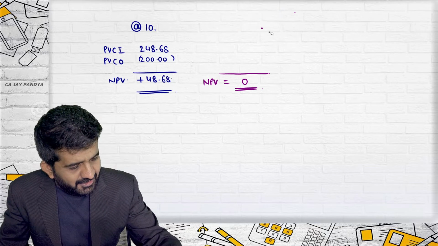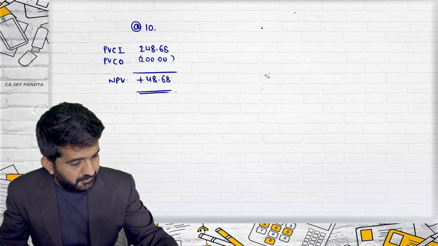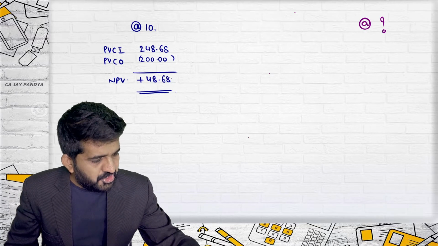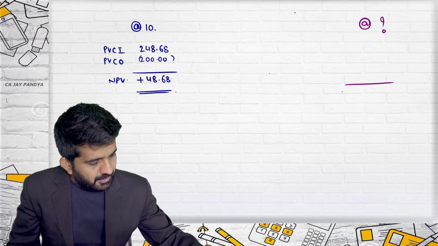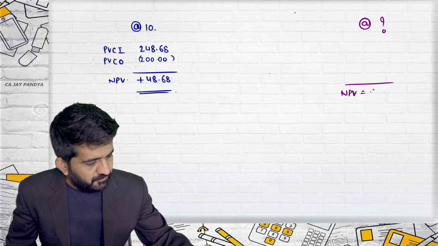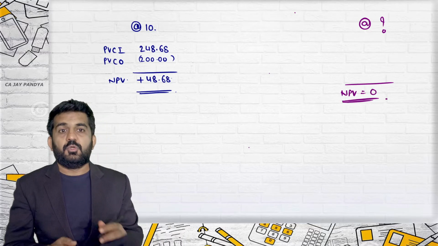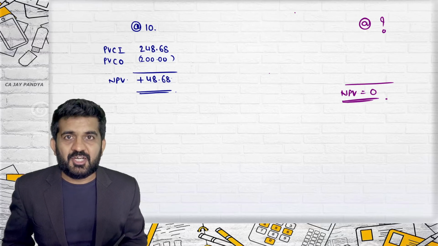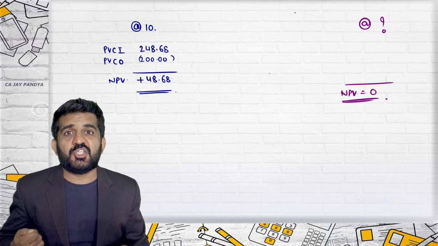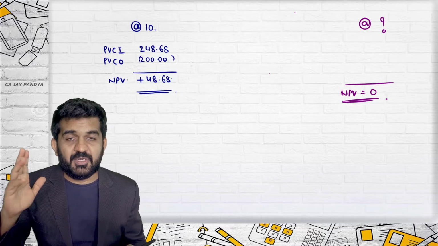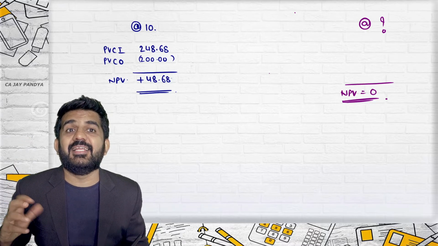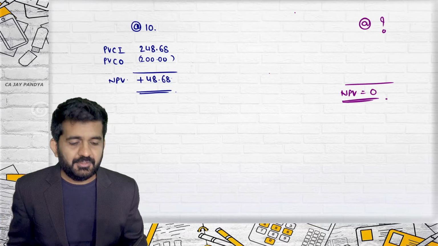So what I need to find out, try to concentrate, is the rate at which NPV is 0. So here starts a tedious task of finding out IRR. But concentrate, there is no formula. There is a trial and error method.